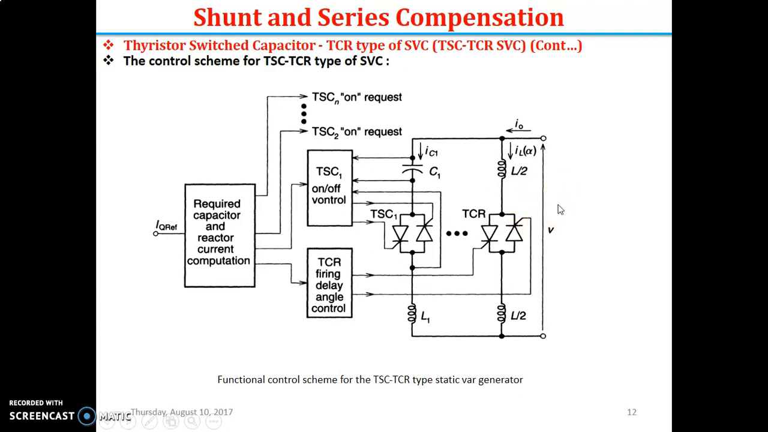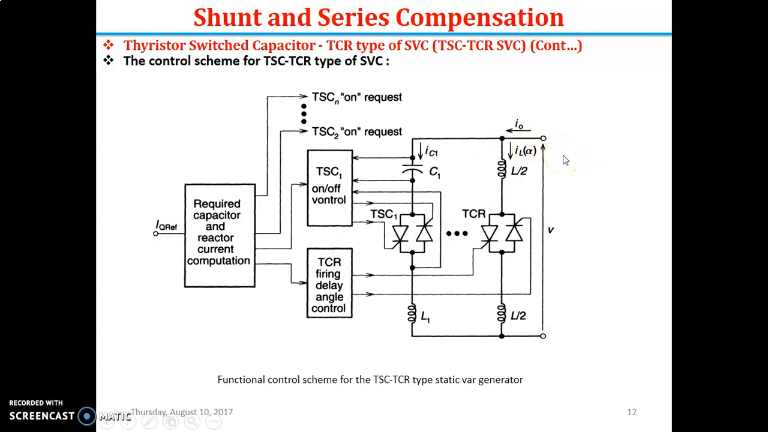Then you will compute the required capacitor and reactor current from this. So the required capacitor current is calculated, this IC, and then the required IL of alpha we can calculate as the summation of these capacitor currents minus the total IQ reference current. So IL of alpha equals summation of ICN minus IQ reference, and the TCR firing angle will be decided accordingly, and we will get the triggering pulse to the thyristor of the TCR.